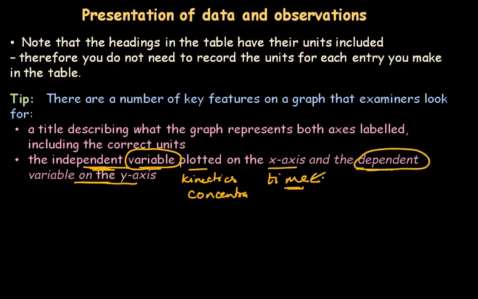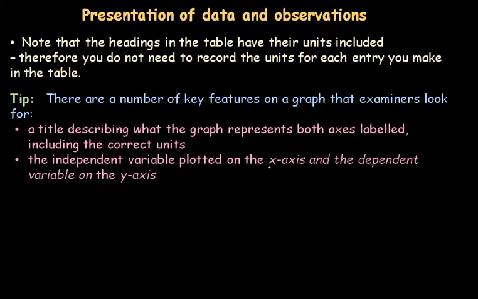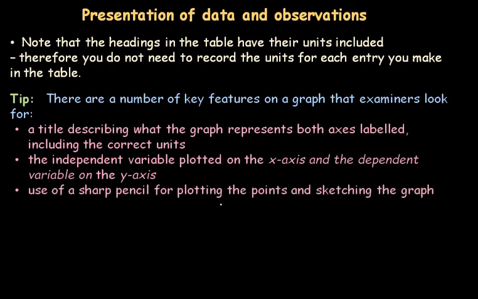So dependent variable is the one which we are measuring and the readings for which we are taking. So independent variable on x-axis and dependent variable, that is measurements, on the y-axis. And while drawing a graph, we should be using a very sharp pencil plotting the points, so that the points plotted is exactly at the point where it should be and there should not be any confusion.